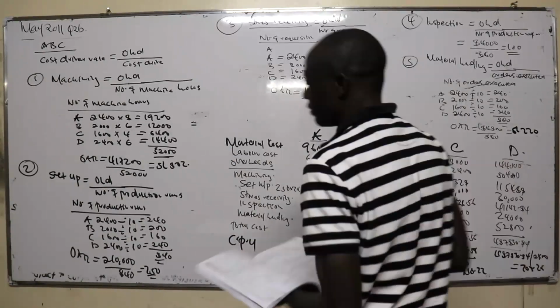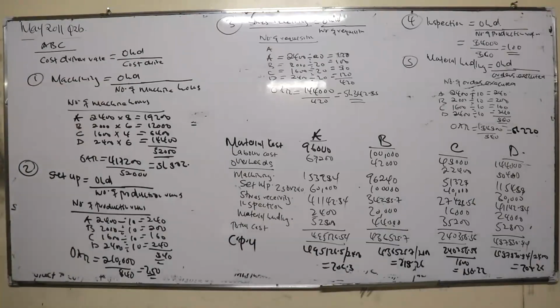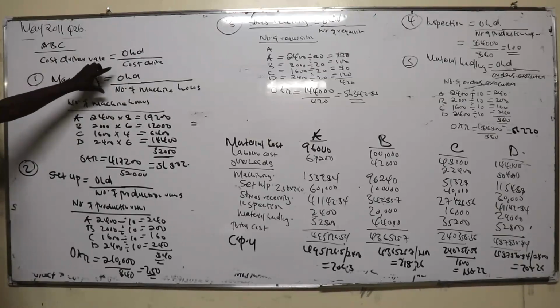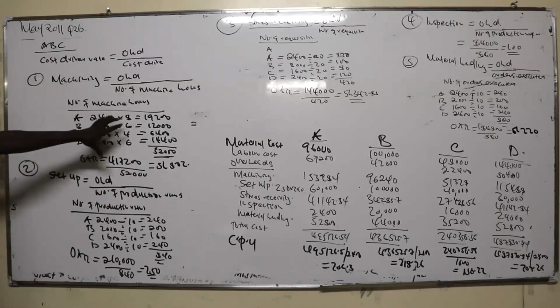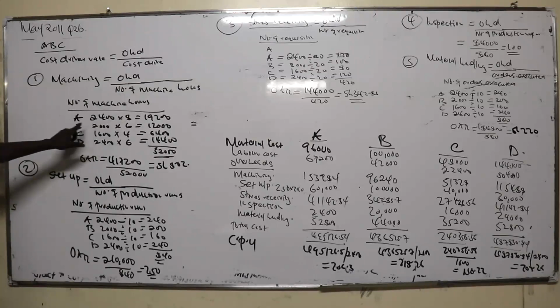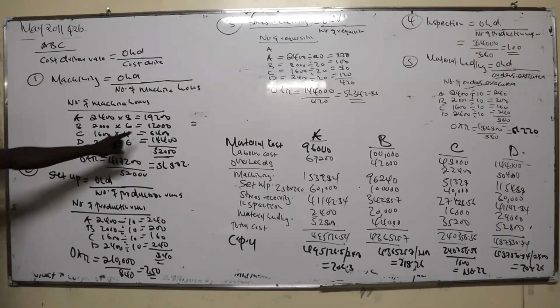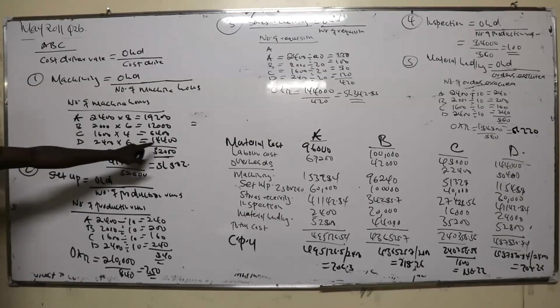So that is the activity-based costing. Each and every activity will be allocated its overhead. So you determine the cost driver rate, which is the overheads for the activity over the cost driver. The first activity was the machining. The overheads allocated here was 417,200. So we determine the machine hours for each product. Product A was 19,200, product B 12,000, product C 6,400, product D 14,400.